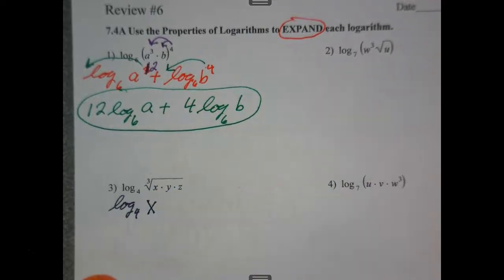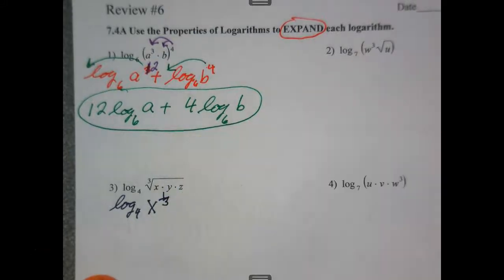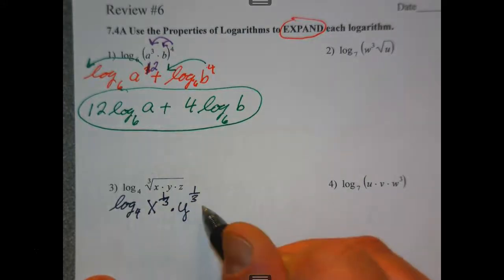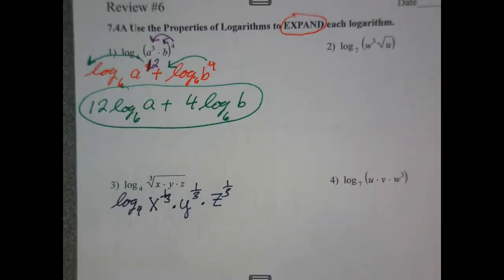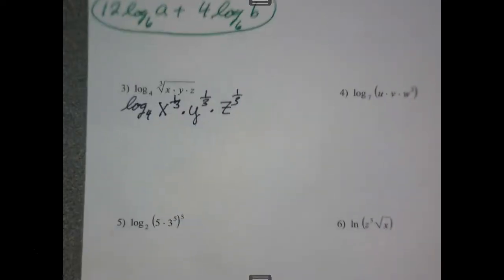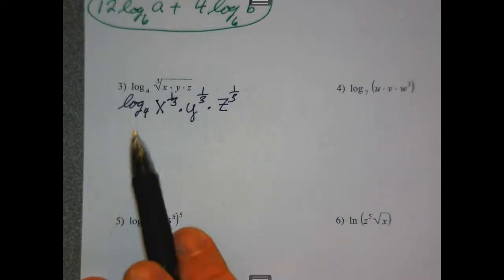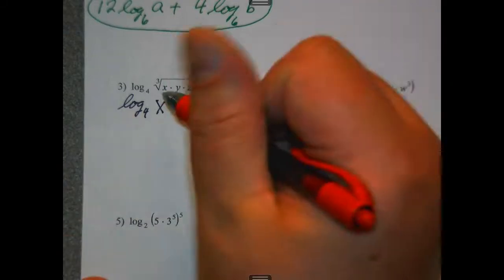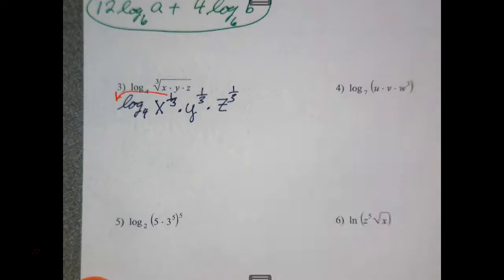Okay, cube root is written as an exponent 1/3. Times y to the 1/3 times z to the 1/3. These are all plus signs. So I'm going to have 3 log base 4s added together, right? Then I'm going to bring the exponents out in front, right?